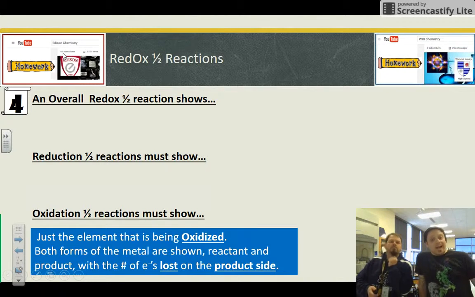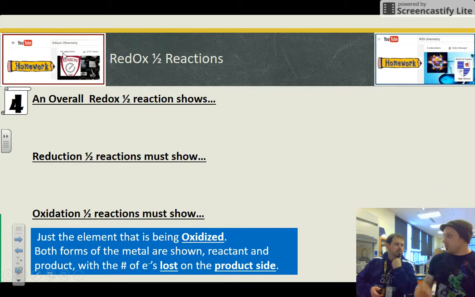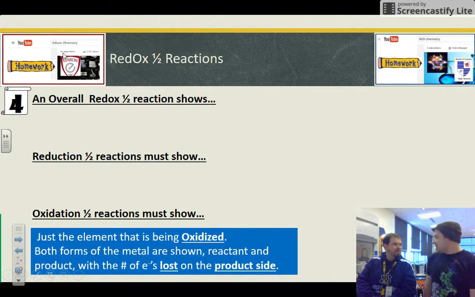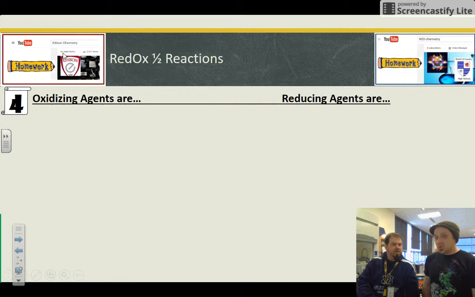Just the element that is being oxidized shows up in the oxidation half reaction, with both forms of the metal, the ion and the atom, and the reactant is the atom, with the number of electrons lost on the product side. Now that we did the notes on it, I think we actually have to do it so we can figure it out.